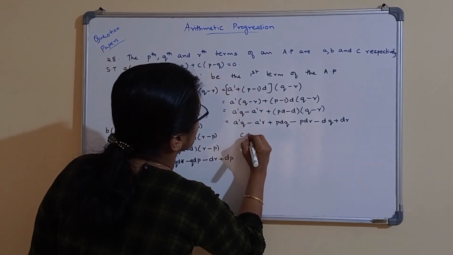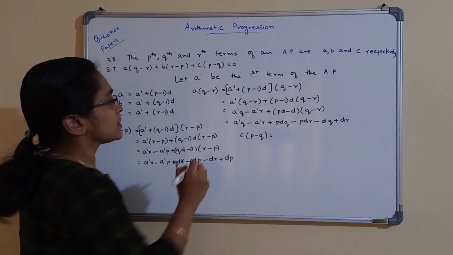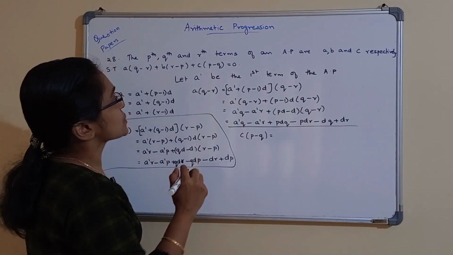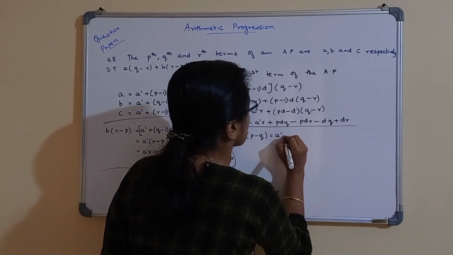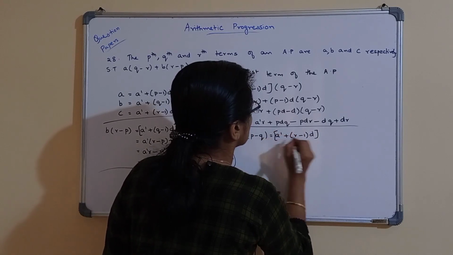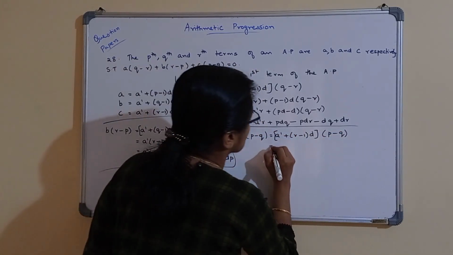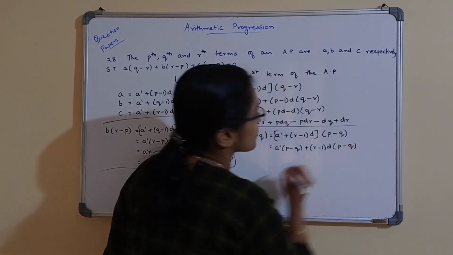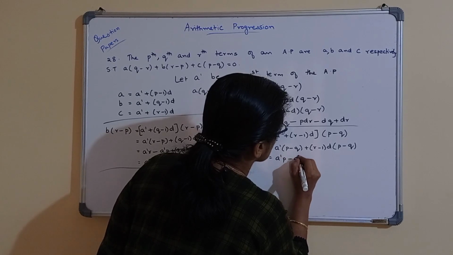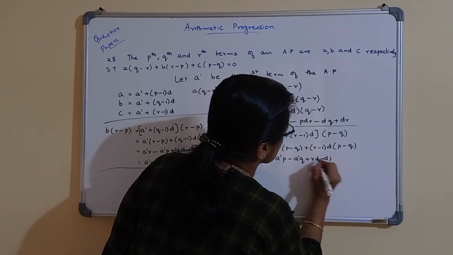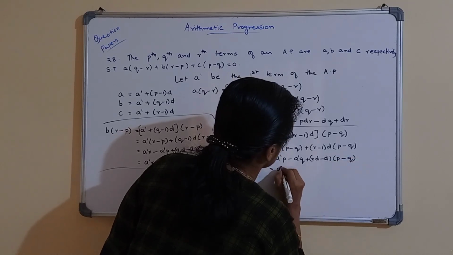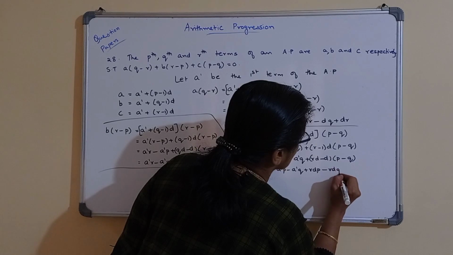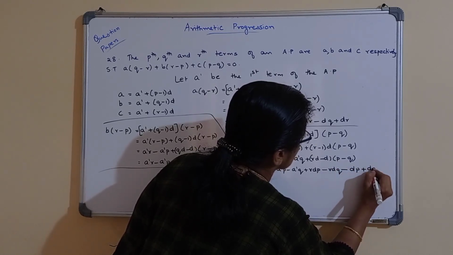Okay, now c(p - q). What is c(p - q)? c(p - q) is equal to (a' + (r - 1)d)(p - q), and that is equal to a'(p - q) + (r - 1)d(p - q), which is equal to a'p - a'q + (rd - d)(p - q), and that is equal to a'p - a'q + rdp - rdq - dp + dq.